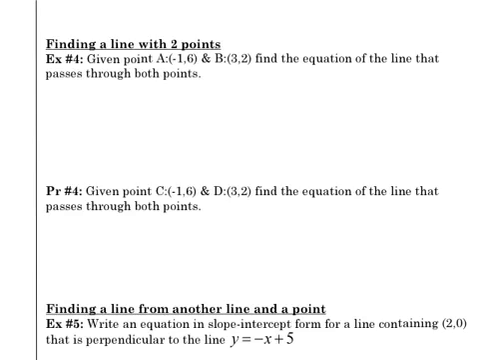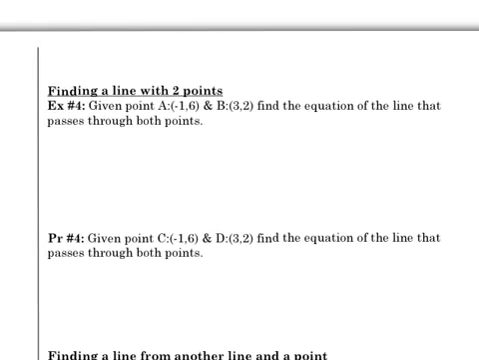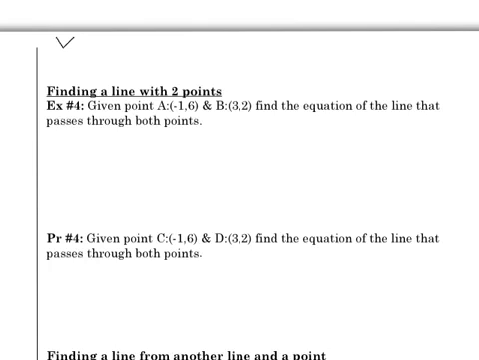Alright, now it says find the line given 2 points. So, negative 1, 6, and 3, 2. The first thing we have to do whenever they give us 2 points is find the slope. And you may remember from the last lesson that the slope formula is y2 minus y1 over x2 minus x1. And we could kind of label these x1, y1, x2, y2. And let's just go for it.